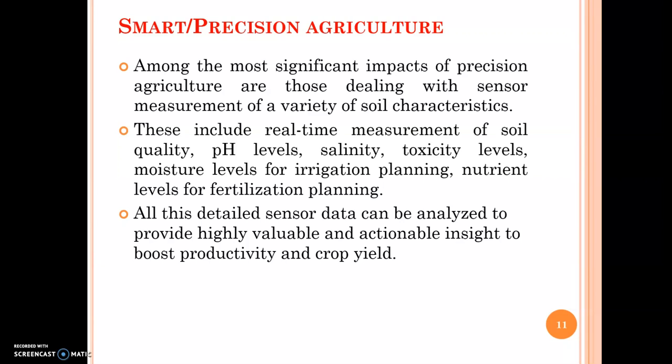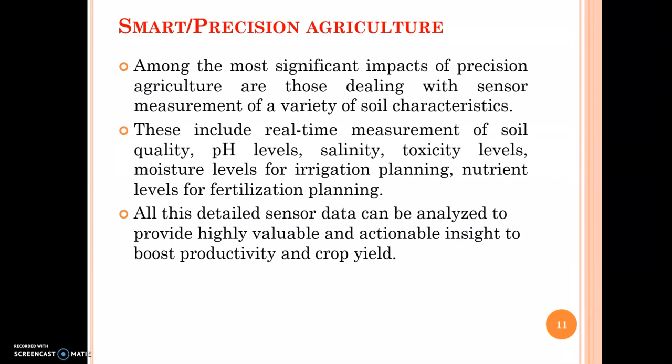Now, among the most significant impacts of precision agriculture are those dealing with sensor measurement of a variety of soil characteristics. I can use real-time measurement of soil quality, pH level, and toxicity level. All this data is going to help me find out the levels of different parameters of the soil. Again, it is going to help me decide what kind of planting I should go for in the next coming year.